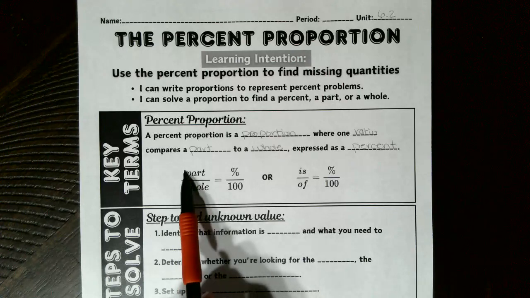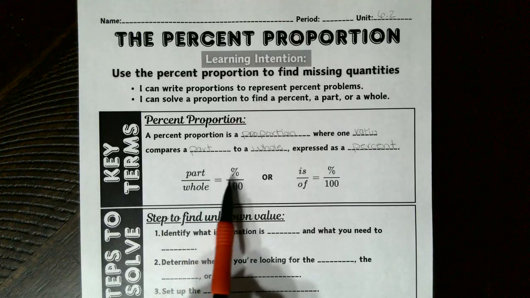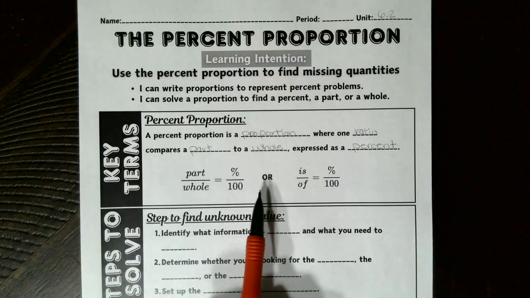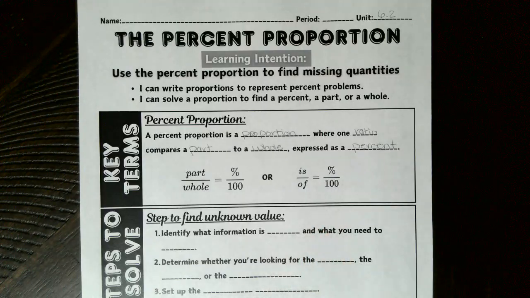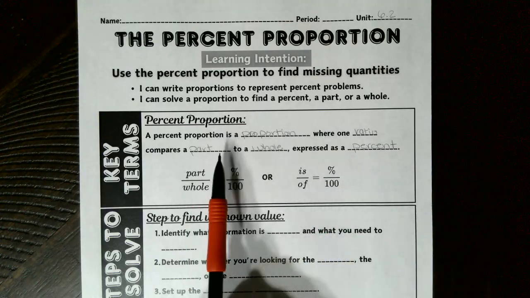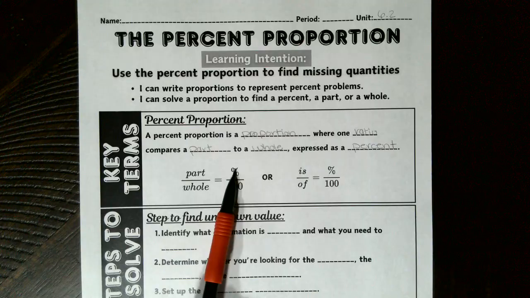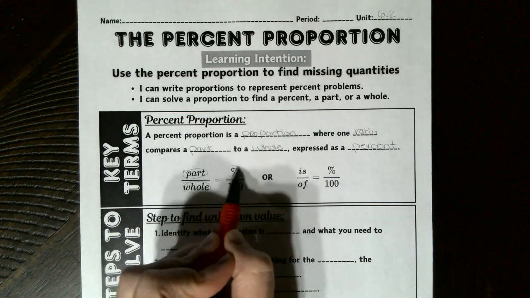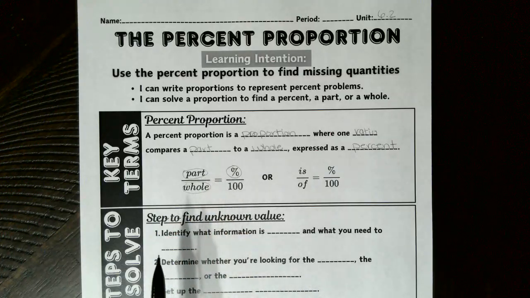Okay, so this is what that formula looks like. So we have the part over the whole is equal to the percentage over 100. Or you might learn it or see it as is over of equals the percentage over 100. Okay, so just knowing we're looking for the part, the whole, and the percent, it looks like this. The part goes here, the whole goes here, the percentage goes here. 100 will always be under the percentage. Okay, so we're looking for these three components. And you'll be given two of these, and then you have to solve for the third.